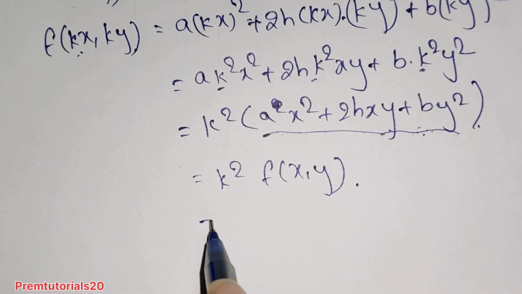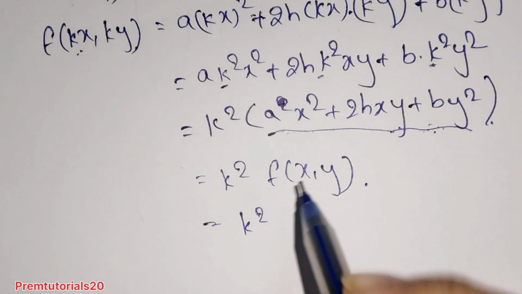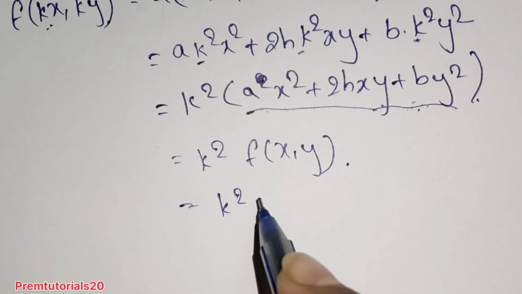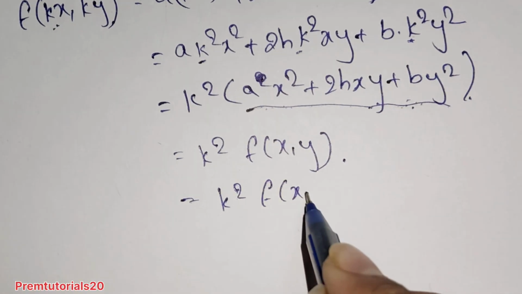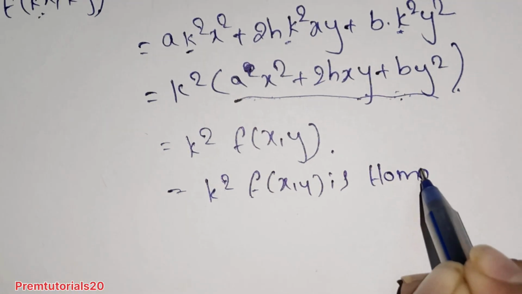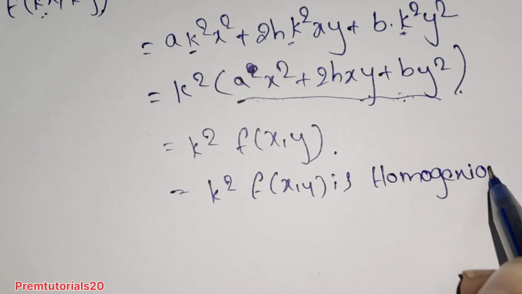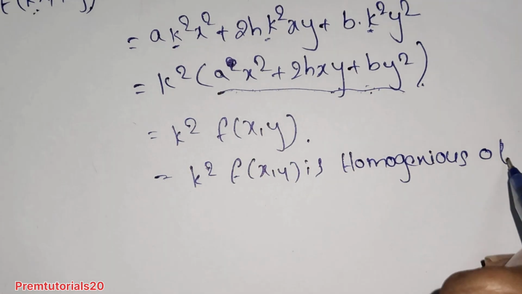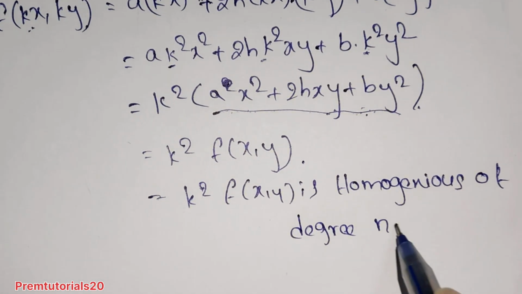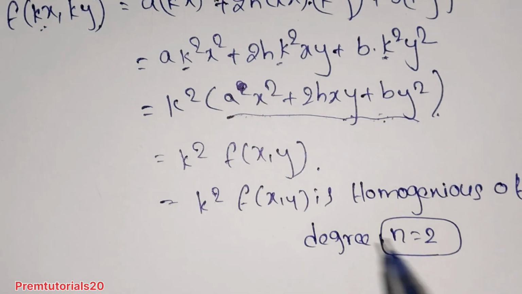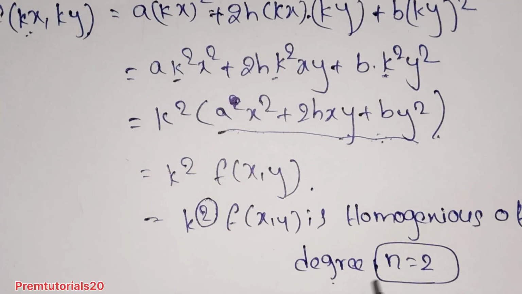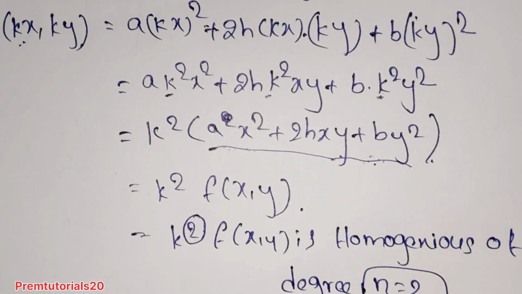It clearly says that this is a homogeneous function of degree 2. That means k² f(x, y) is a homogeneous function of degree n = 2. This is the highest degree in this expression, so the value of n = 2.